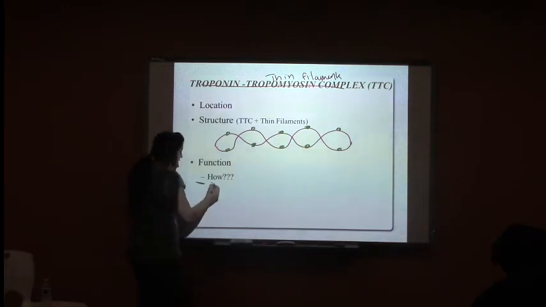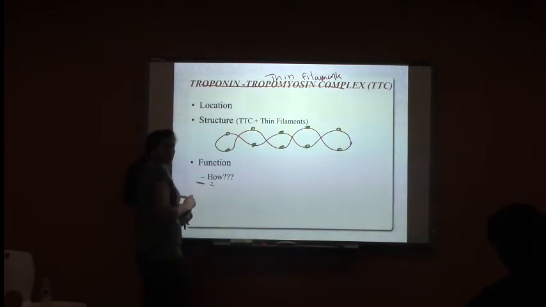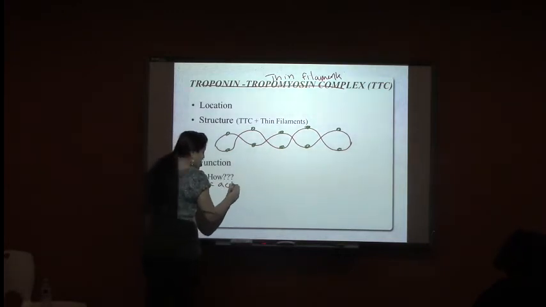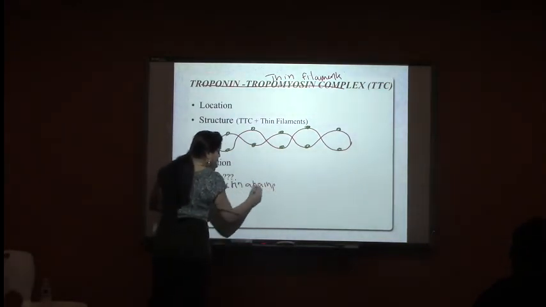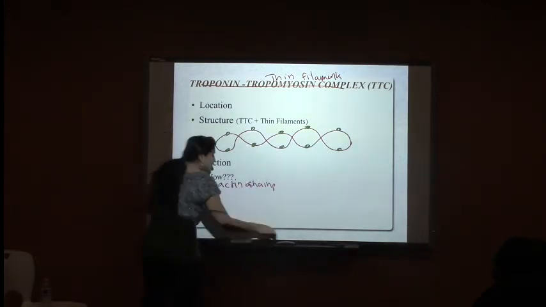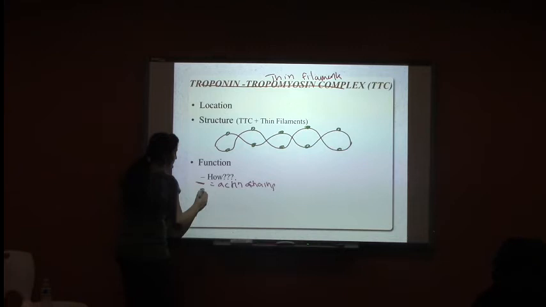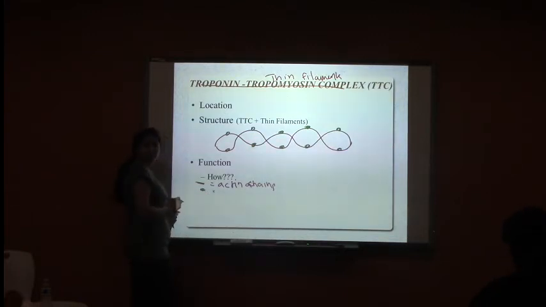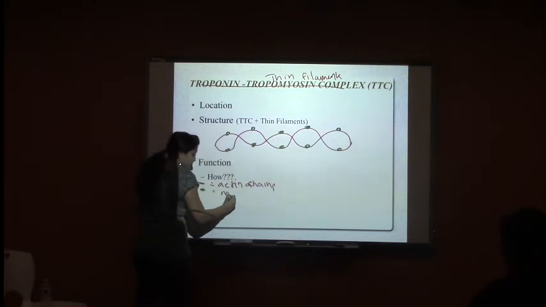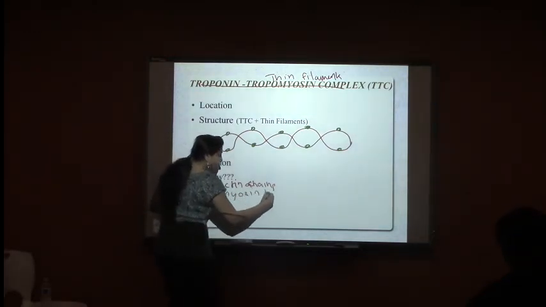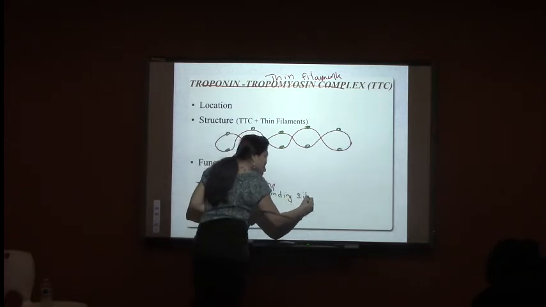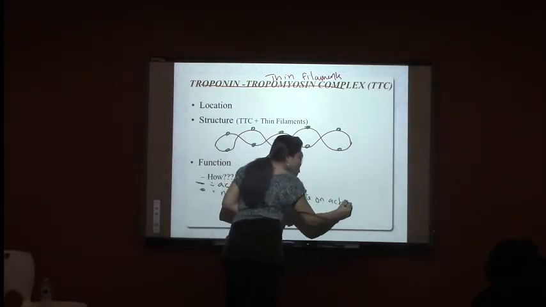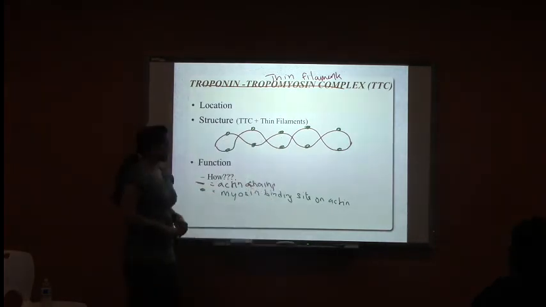Okay? The red is what? What is the red? Nope. Tropomyosin. Nope. Actin chain. Actin chain. What is the green? Myosin binding site on actin. Myosin binding sites on actin, right?